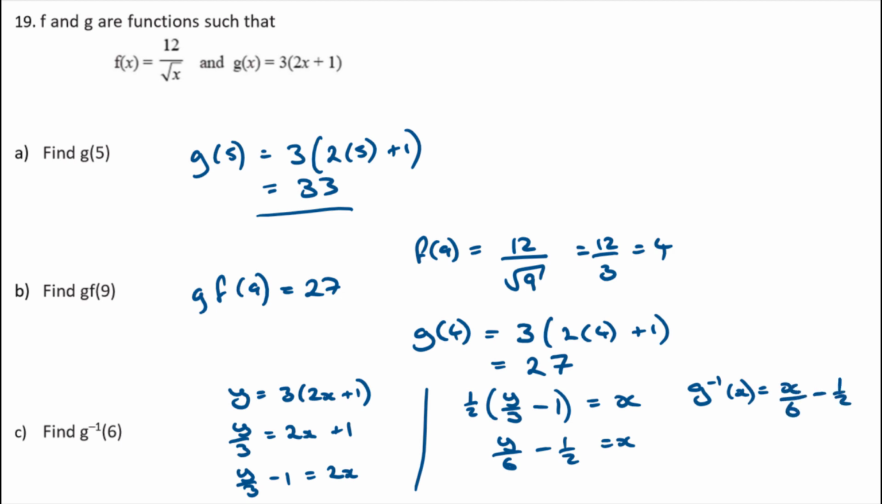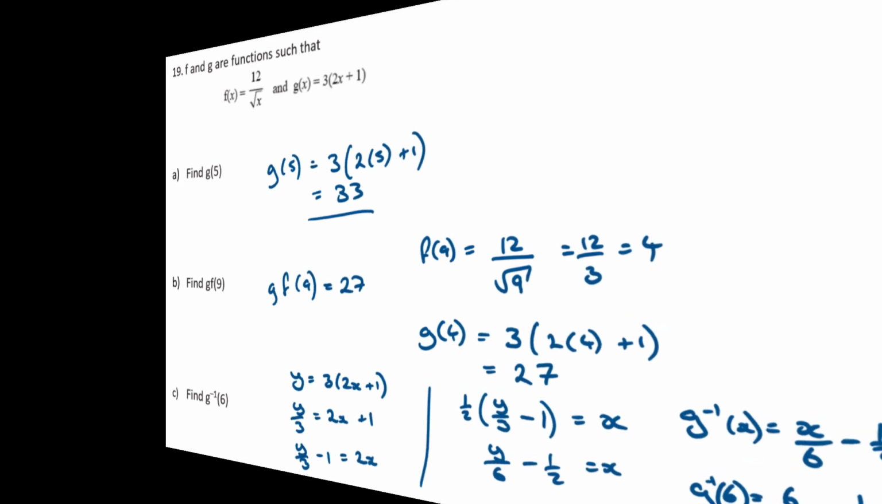Okay, so then what is g to the minus 1 of 6? g to the minus 1 of 6, that's going to be 6 over 6 minus a half. 6 divided by 6 is 1, take away a half is a half. It's just going to be a half.